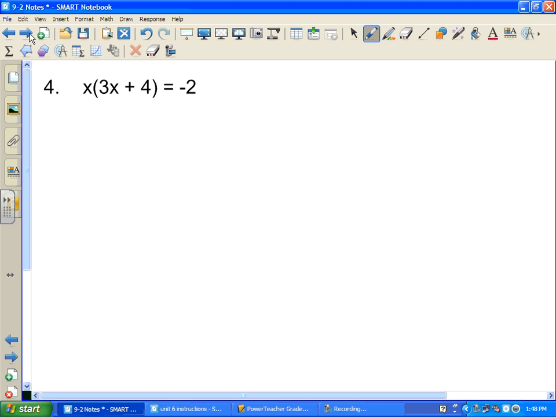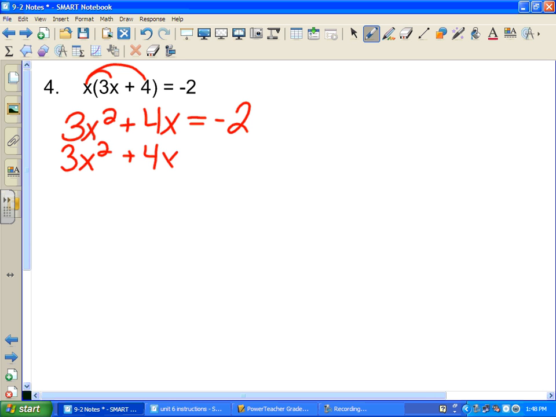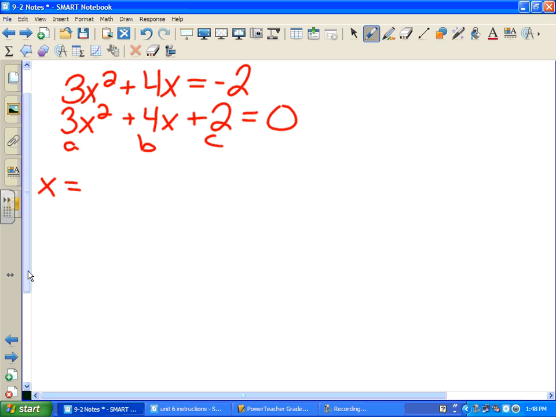x times 3x plus 4 equals negative 2. Distribute. Get 3x squared plus 4x equals negative 2. Okay, so 3x squared plus 4x plus 2 equals 0. A, B. You can try it. See how far you can get by yourself.